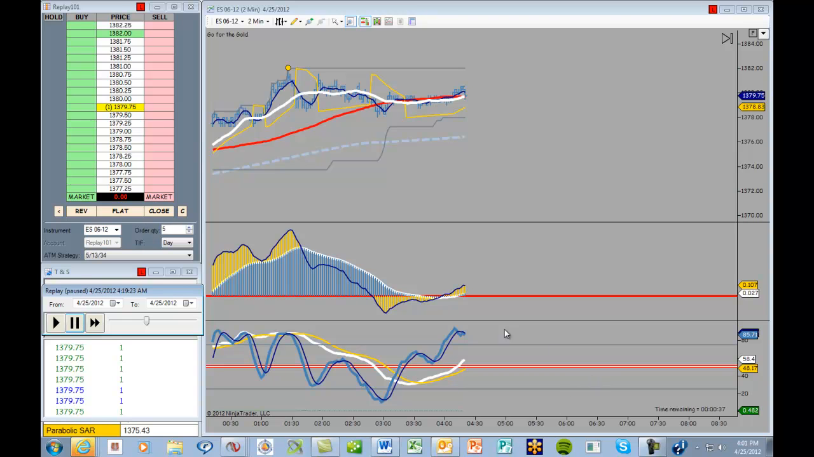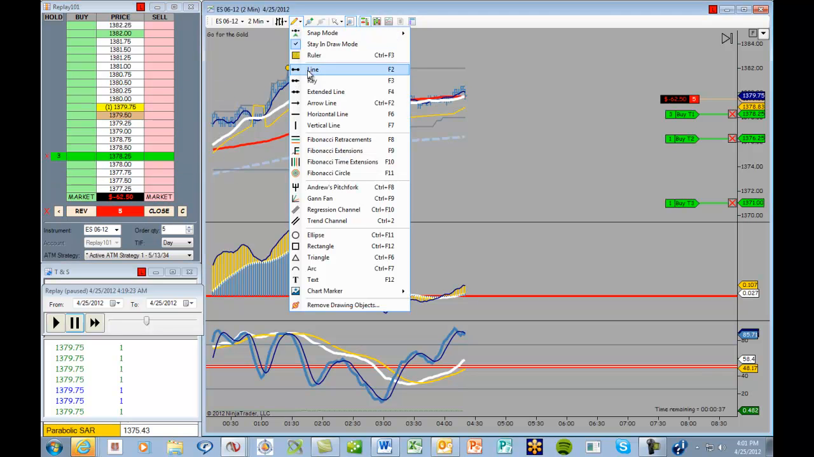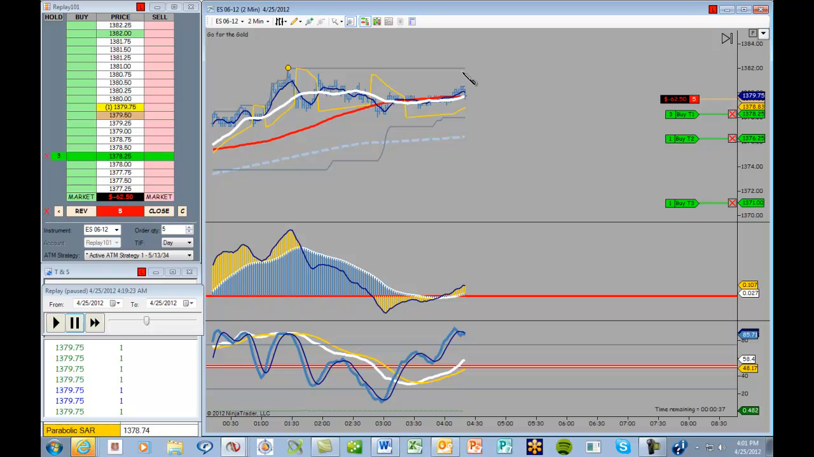Alright, we've got a bearish crossover here on the stochastic, and we've got the price starting to sell off here. Let's get short, and let's start our trade arrow.